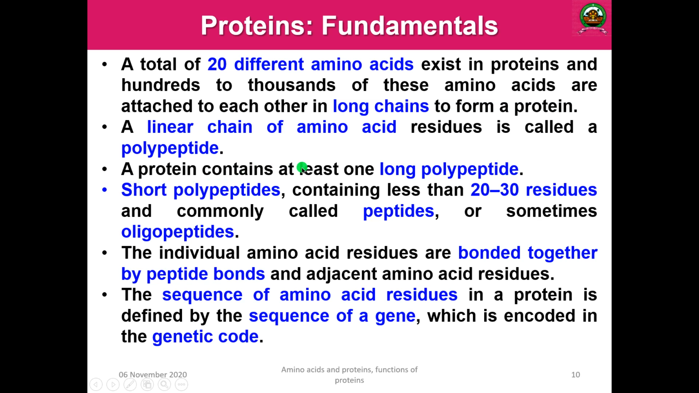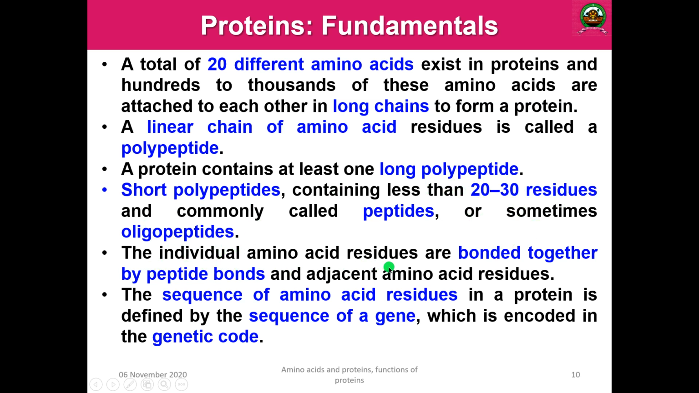A protein contains at least one long polypeptide. Some polypeptides will be very short. Such a type of polypeptide may consist of 20 to 30 amino acid residues. That is the short form, known as peptides, or sometimes known as oligopeptides. Don't confuse oligosaccharides and oligopeptides. Oligosaccharides are the carbohydrates consisting of 2 to 9 monomeric units, but oligopeptides are short peptides, approximately 20 to 30 residues in length.